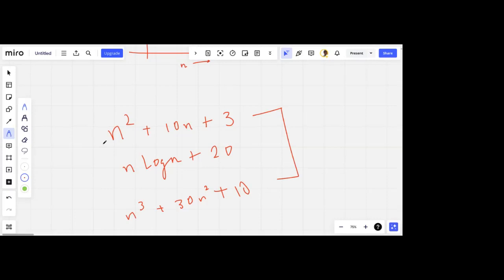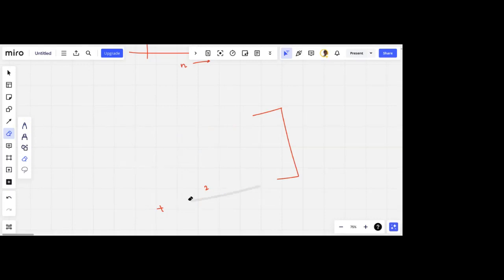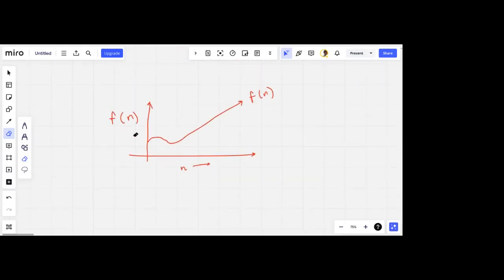Because the only variable here is n, right? So all of these are functions of n. So that is what is meant by f of n. Okay. So let's just assume that the time taken by a function to compute is f of n, right?